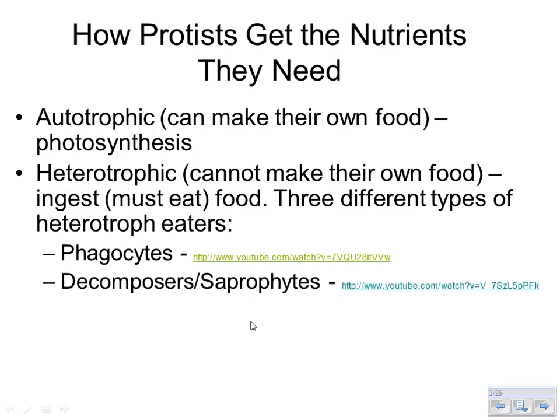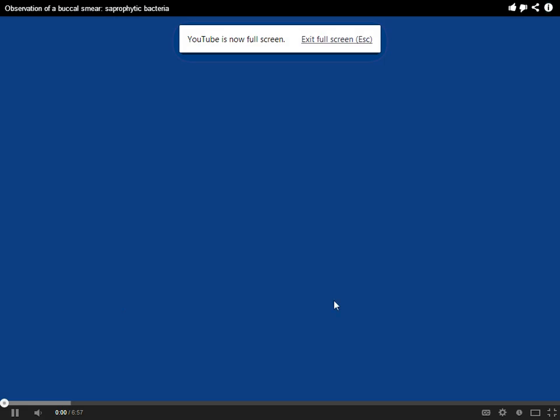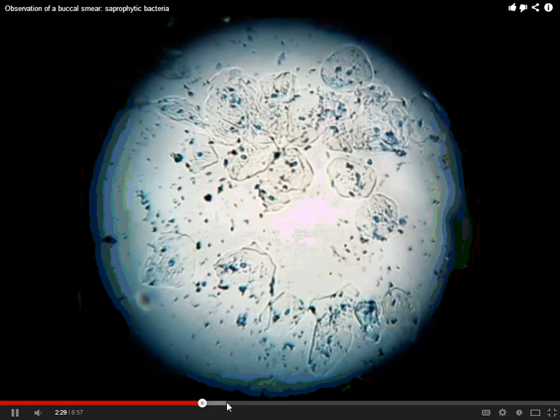You can also have decomposer saprophytes that break down dead stuff, basically. I can show you a piece of this video really quickly. It's a bacteria breaking down a cheek cell. I'm going to fast forward through it because this is mostly in Spanish and it's a class that's doing some experiments with cheek cells.